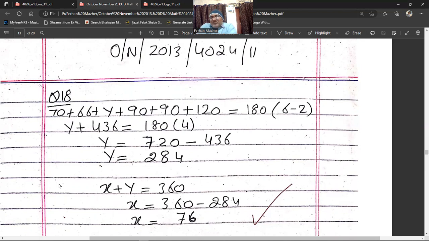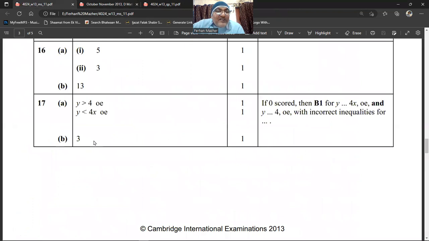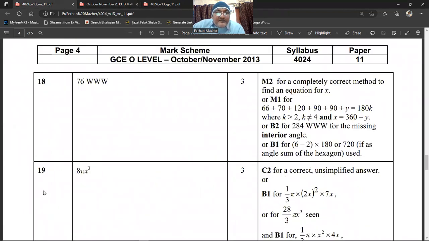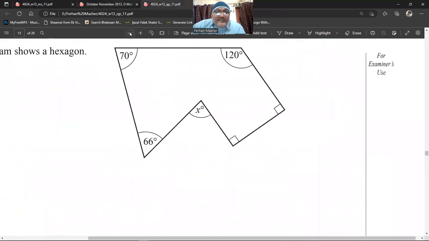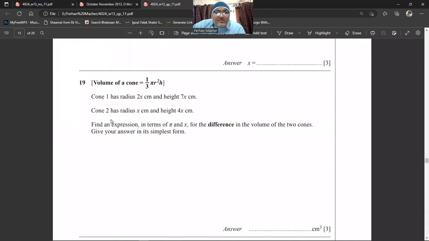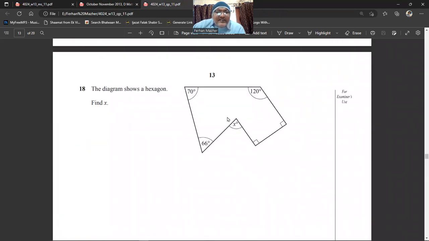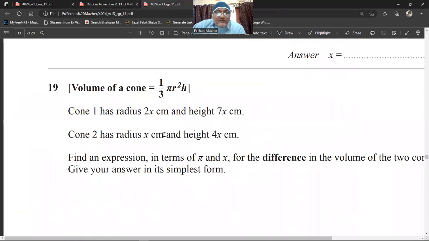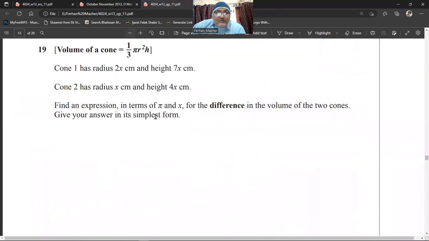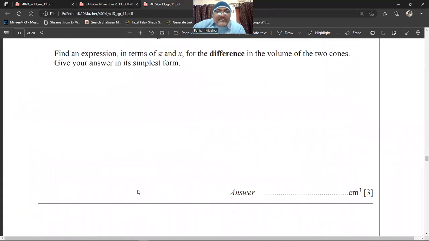Now the x is the question. So x plus y will be equal to 360. So x will be equal to 360 minus 284, and x will be equal to 76. The x value will be 76. So our answer is right. First we found the y, and from there I found the x.